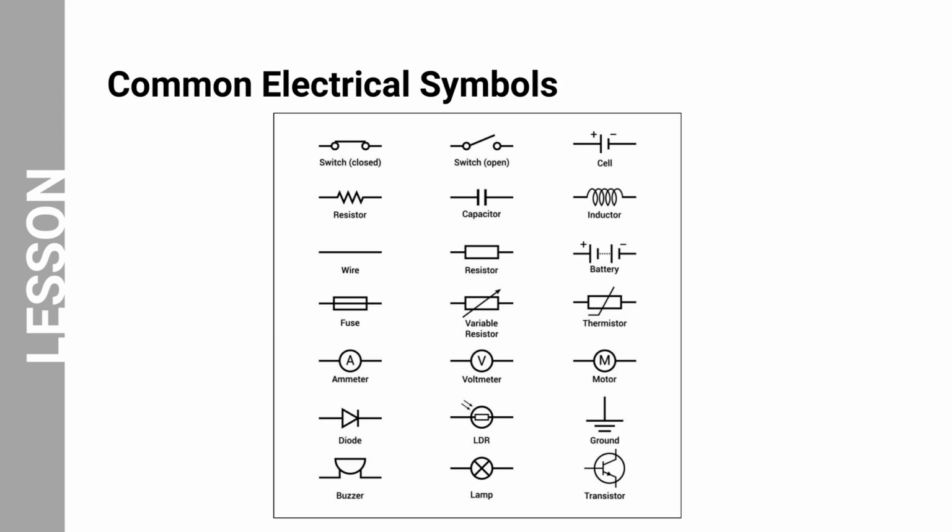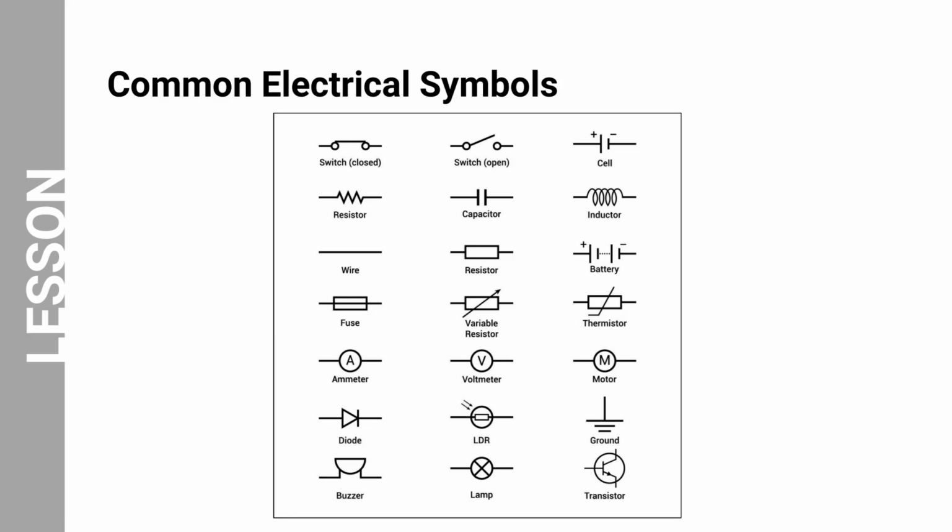This image displays common electrical symbols used in circuit diagrams to represent components and their functions. Each symbol has a specific purpose, making it easier to understand and design circuits. For example, switches, open or closed, control the flow of electricity, while resistors limit current. A cell or battery provides power, and wires connect all the components.